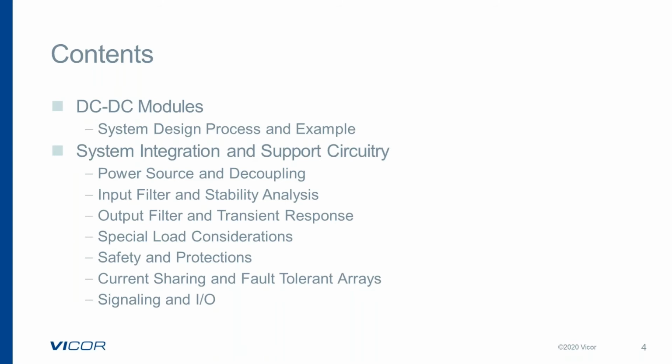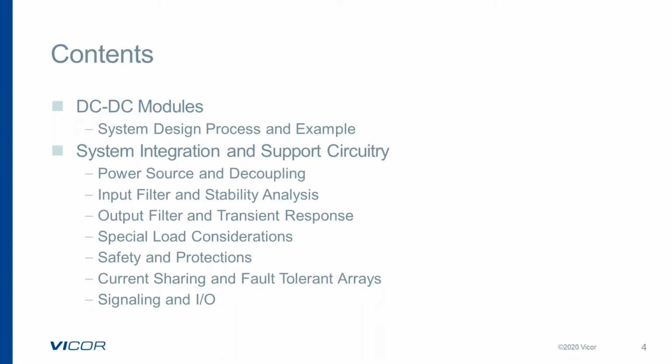So as we look at the contents of the webinar, we will go through the DC to DC modular design system process, essentially why we would select a DC to DC modular design versus a discrete design. And then we'll go through an example of selecting the DC to DCs for a particular power system. And then we will go through system integration and support circuitry needed to round out the power system.